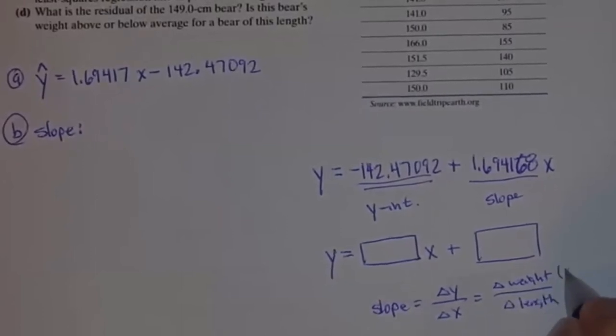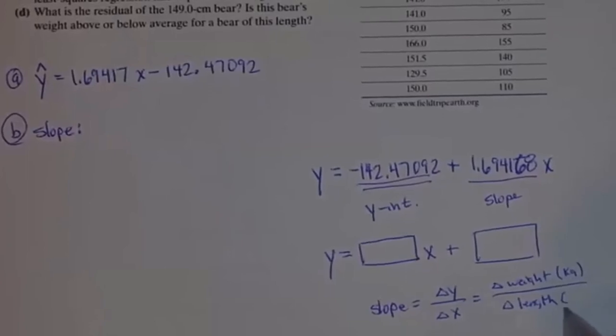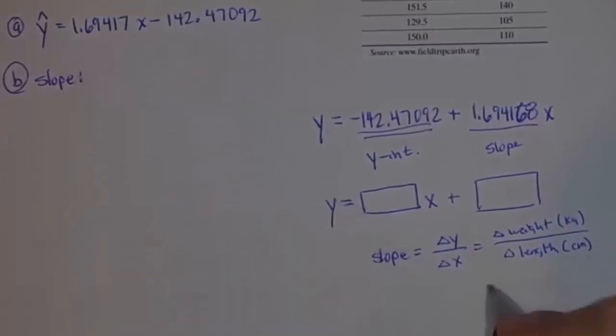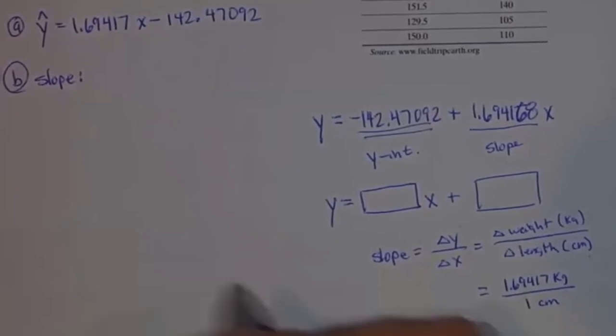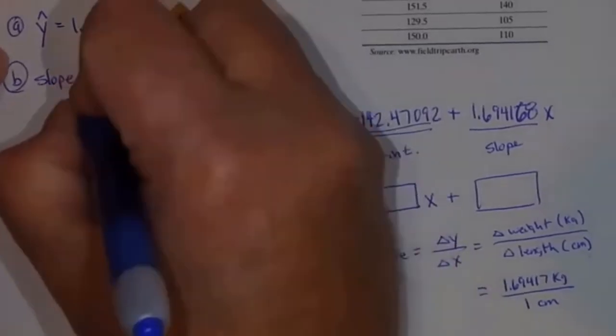Now we have our weight in kilograms and we have our length in centimeters. So in this particular case, our slope is 1.69417 kilograms, and think of that as over 1 centimeter. So if the bear's length increases by 1 centimeter, the weight is going to increase by 1.69417 kilograms on average. That's my interpretation.